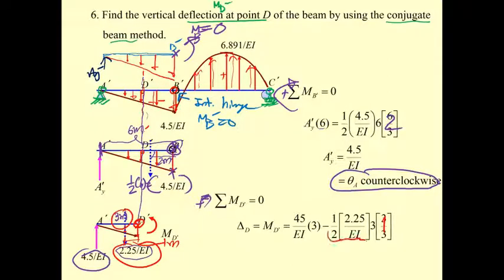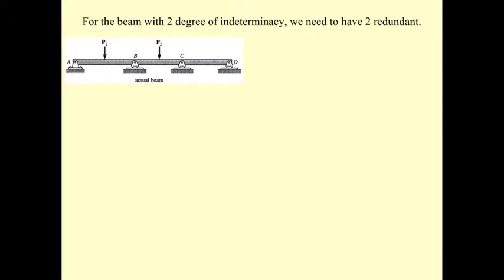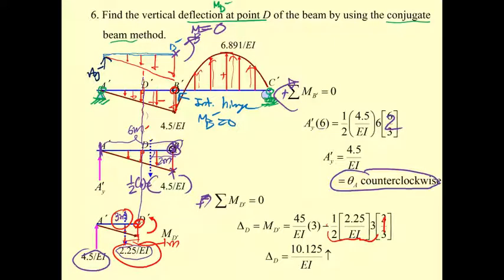So this times 3, and then it's going to be in the same direction as M sub D prime, and when you reverse this, it's going to be negative, and 4.5 divided by EI times 3. So you get this of 10.125 is upward. Okay, it's upward, it's positive, it's upward. And that's all we have for the example.